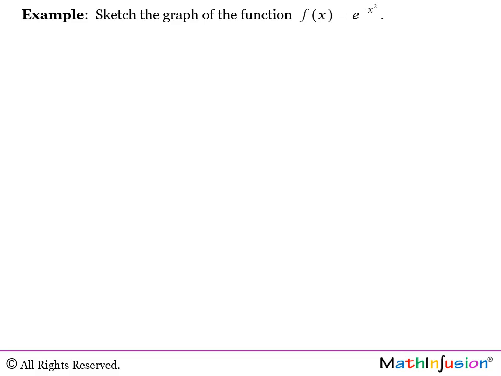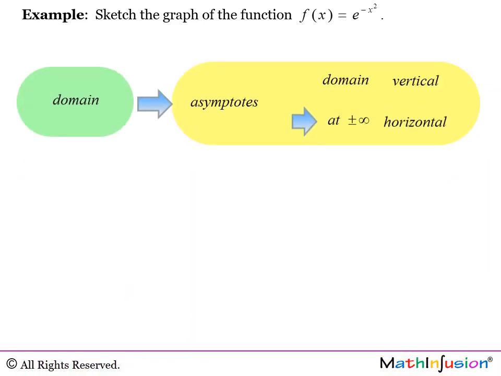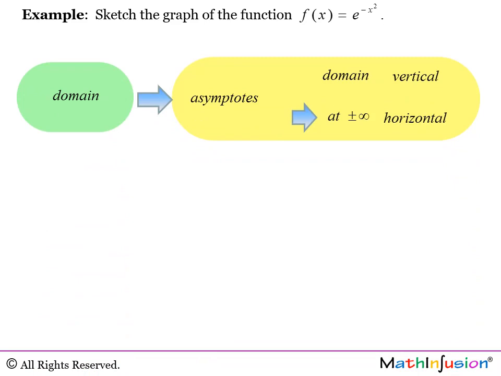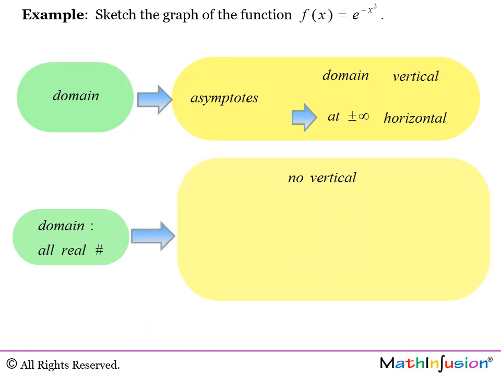Example: sketch the graph of the function f(x) equals e to the power of negative x squared. We are going to use this. The domain of this function is all real numbers. It's an exponential function. Because the domain is all real numbers, we know that there are no vertical asymptotes.